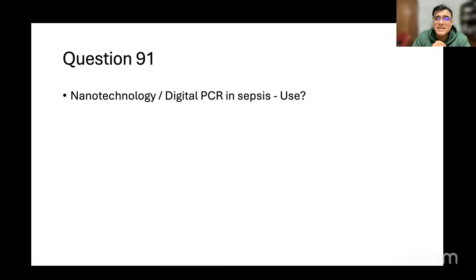Nanotechnology, digital PCR in sepsis, use. I don't know what the question was, but it was related to that. So we use PCR technology in sepsis to quickly identify the pathogen. Cultures usually take 48 to 72 hours to show a yield. Although most cultures will become positive within the first 24 hours, to get the final report you need to wait 48 to 72 hours.